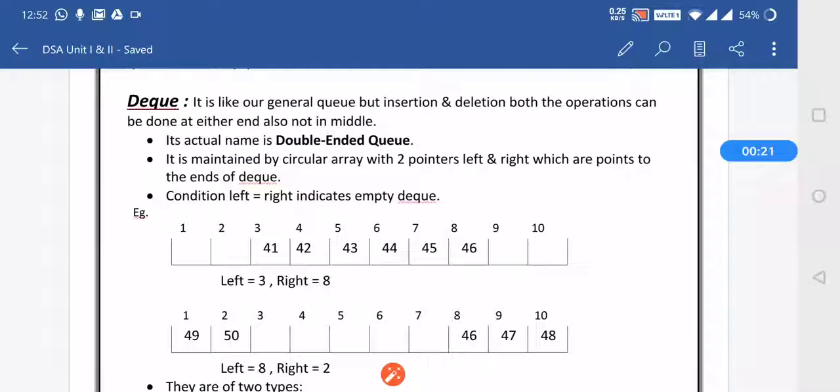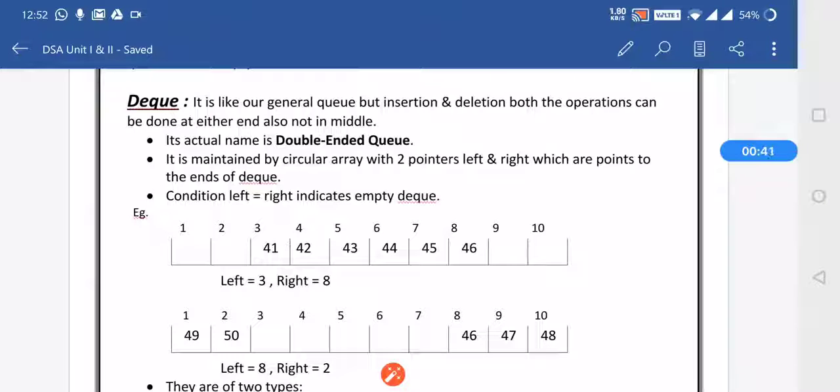So what is DQ? DQ is our normal queue where insertion and deletion can be done. But then what is the difference? Insertion and deletion, both the operations can be performed at either one end and not in the middle.